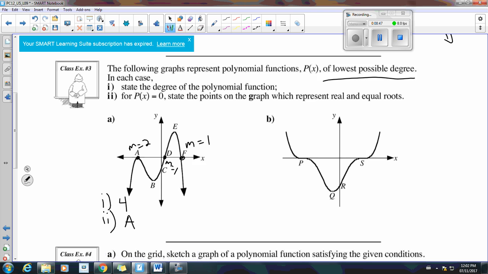B. So now we have a different graph. Now we have points of inflection here and here. Well, since we're working with lowest possible degree, that means each of these has multiplicity 3. And those are the only x-intercepts. So that means this has degree 6 overall. And real equal roots, well, in this case, both of those points are representing real equal roots.